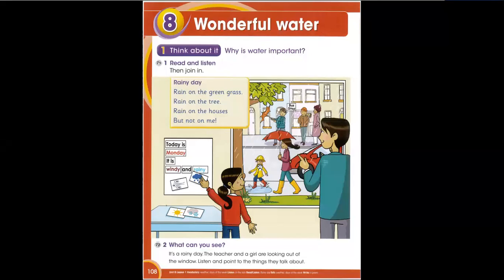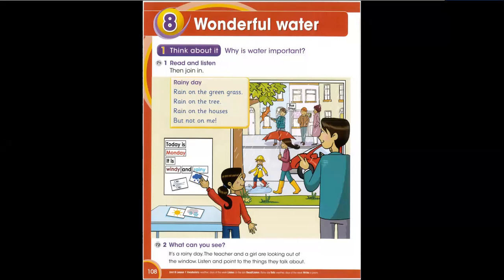So we can write sentences according to it. Like we can write, today is Sunday. It is sunny and windy. Sunny and windy because there is wind and also there is a sun. So today's weather is sunny and windy. We are going to discuss the weathers in detail in the coming classes. For now, we are going to focus on our poem that is called Rainy Day. Rain on the green grass, rain on the tree, rain on the houses, but not on me.